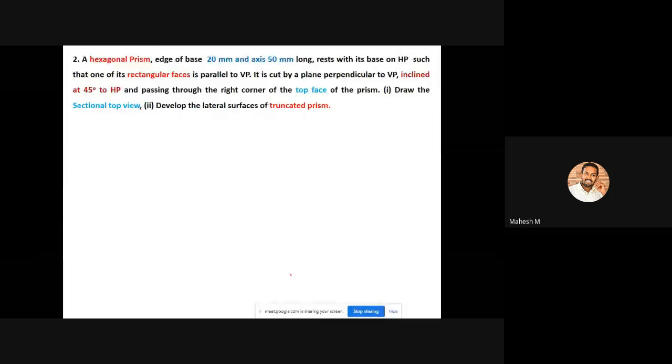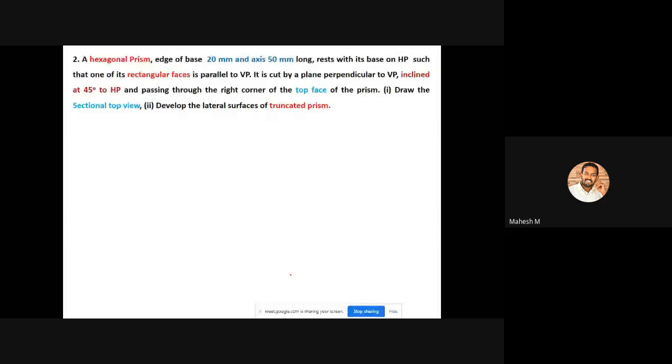So a hexagonal prism, edge of base 20 mm and axis 50 mm long, rest is on HP. So look at this. Here also we'll be discussing the conditions like base on HP, base on VP, similar to that corner hexagon or else similar to that edge hexagon. So you have to look at all of that and then draw. So such that one of its rectangular face is parallel to VP. So what is this? One of its rectangular face is parallel to VP.